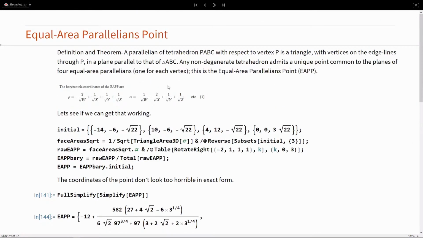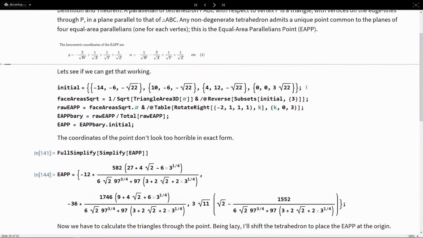So here's a quick description. We basically want a point where you draw faces through the point parallel to the original faces. And what you want is 4 triangles that all have the same area. So let's see if we can do this.